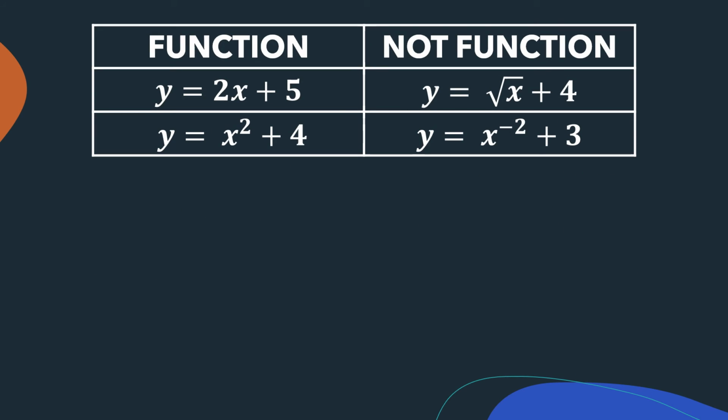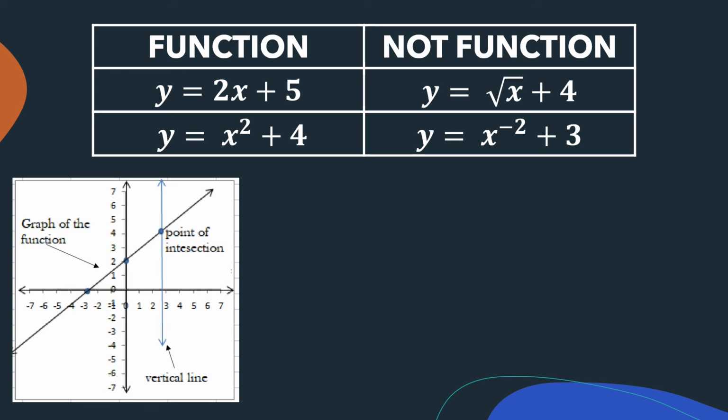Another way is through equations. y equals 2x plus 5 and y equals x squared plus 4 are functions because the exponent is a positive integer. y equals square root of x plus 4 is not a function because the square root of x can be written as x raised to 1/2, and 1/2 is not an integer. That is a fraction. In y equals x raised to negative 2 plus 3, negative 2 is an integer, but it is not positive.